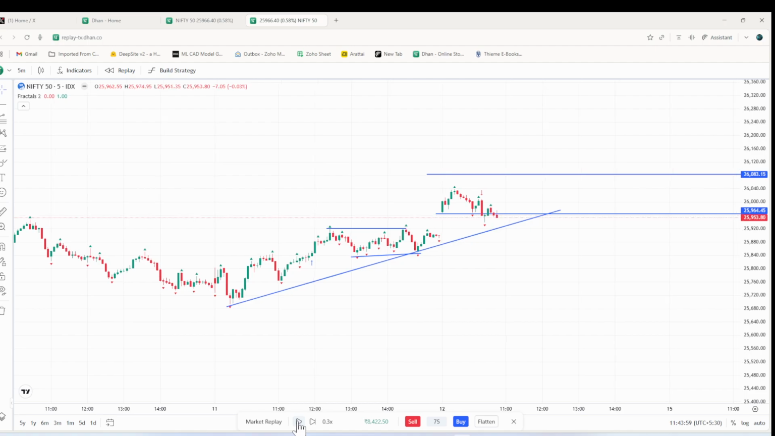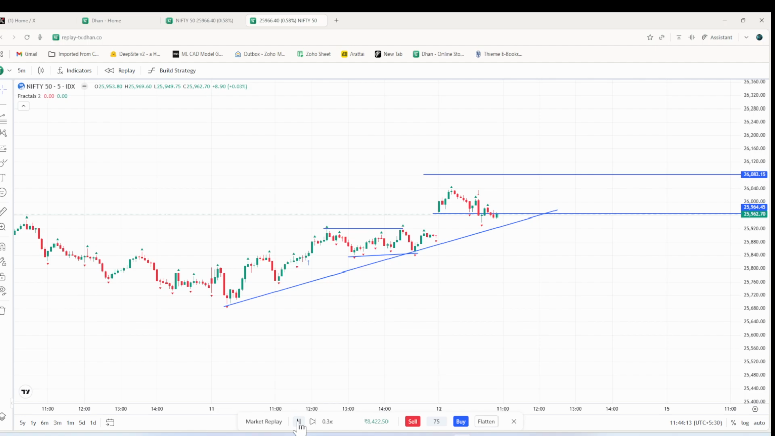Provided this lower fractal should not be violated. If that is violated, we need to wait for one more higher low fractal. Let's see.